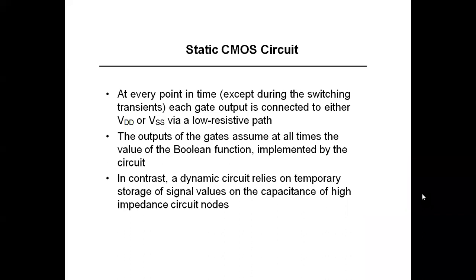At every point in time, each gate output is connected to either VDD or VSS, or you can say to the ground. This is the first property. Second, the output of gates assumes at all times the value of the Boolean function implemented by the circuit. If these two conditions are satisfied, these are the specific conditions to identify a static CMOS circuit.